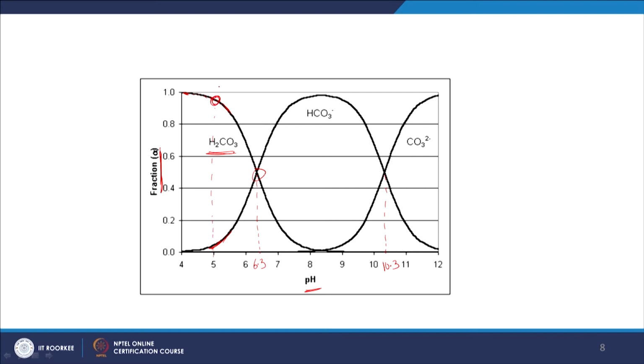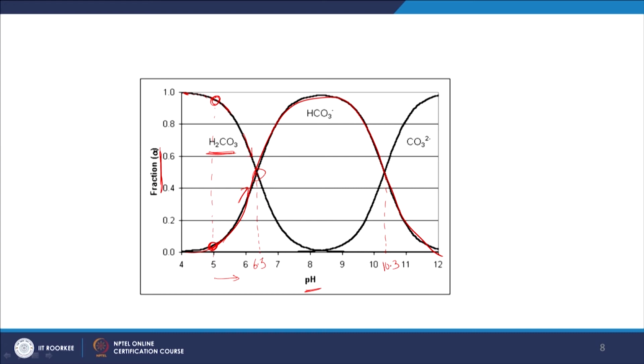So, most of it is still as H2CO3, but now I see that there is some release of H+ and thus formation of HCO3-, right, and this is the graph for HCO3-. As I keep moving towards the pKa, I see that the ionization fraction, or the concentration of H2CO3, decreases, while the concentration of HCO3- increases.